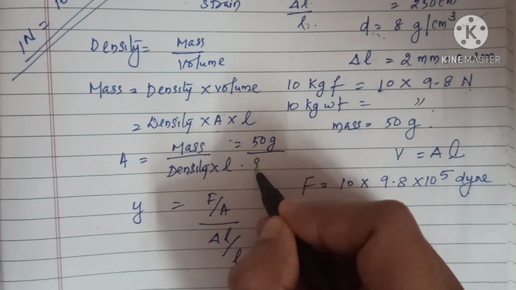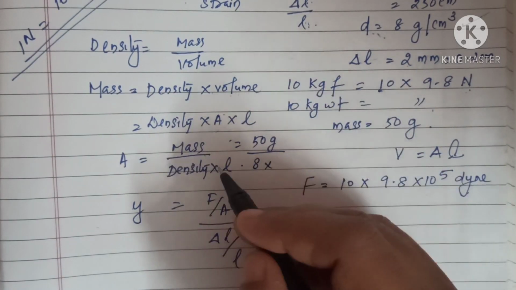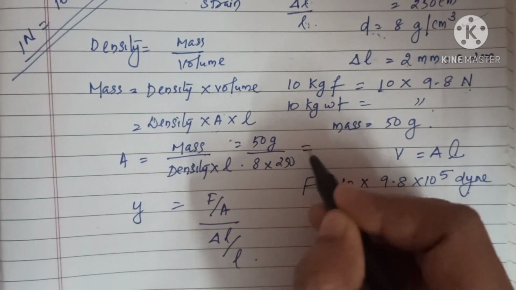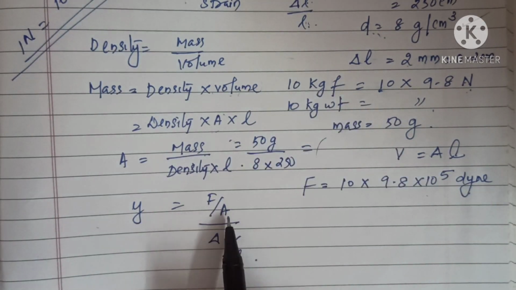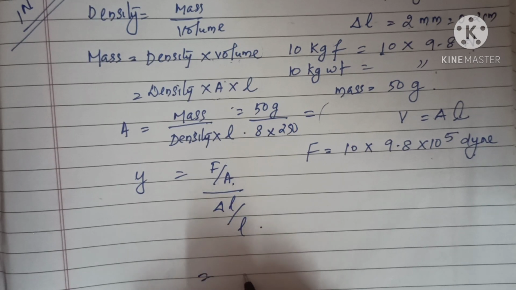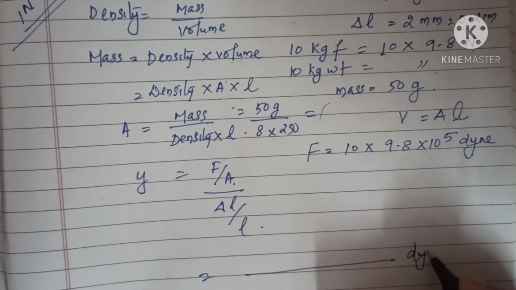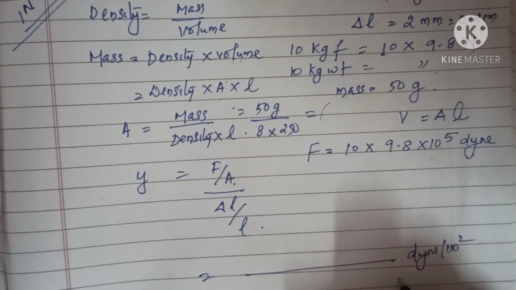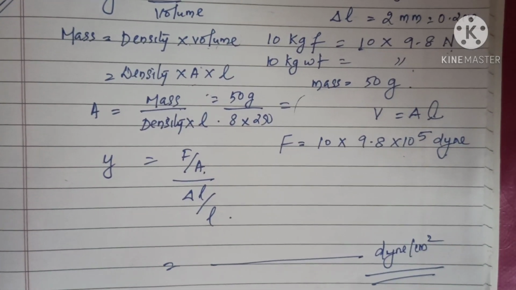Density is there, 8. And length is there, 250. So you will get the value for area. Substitute here. So finally you will get the answer, and the answer will be in dyne per centimeter square. Okay, answer will be in dyne per centimeter square.